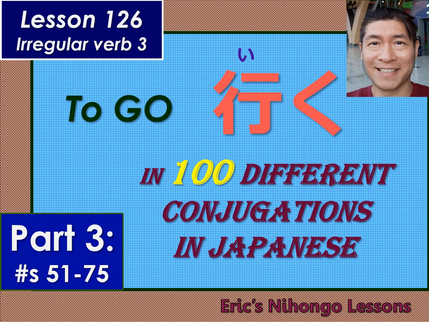In this lesson, we conjugate the irregular verb iku, to go, in 100 different ways. These are conjugations very common in everyday Japanese and that we've covered in past lessons. This is part 3 of 4 parts, covering conjugations 51 to 75. Yoroshii desu ka? Hajimemashou.